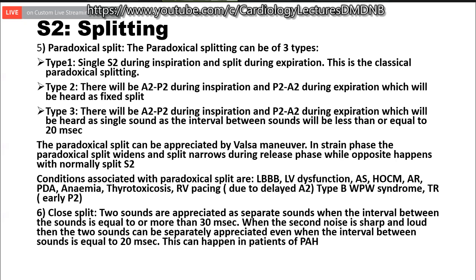Conditions associated with paradoxical split are conditions due to delay of A2. A2 is delayed. This can occur in left bundle branch block, LV dysfunction, aortic stenosis, hypertrophic cardiomyopathy, aortic regurgitation. How can there be a delay in A2 in aortic regurgitation? Anyone of you? PDA, anemia, thyrotoxicosis, all can give rise to delayed A2.